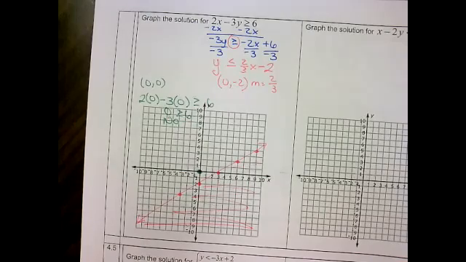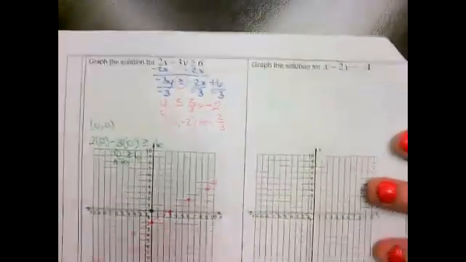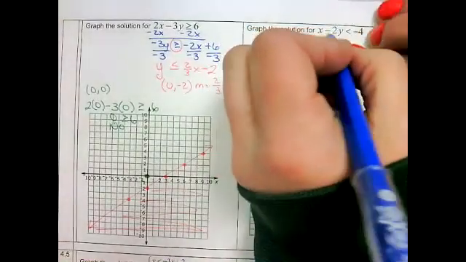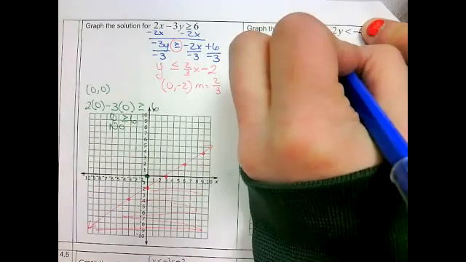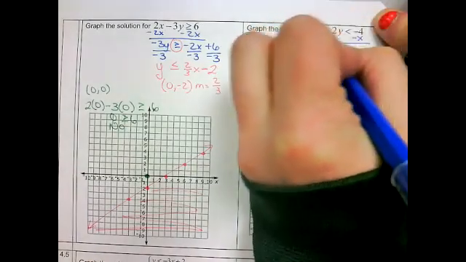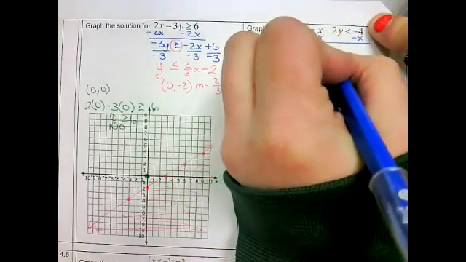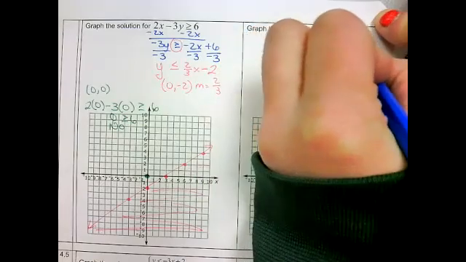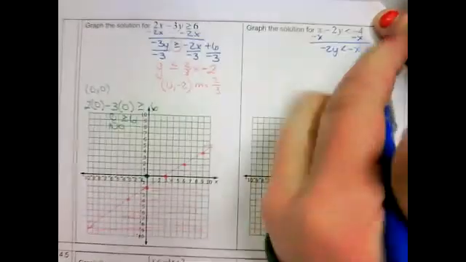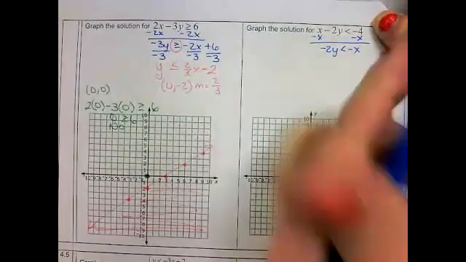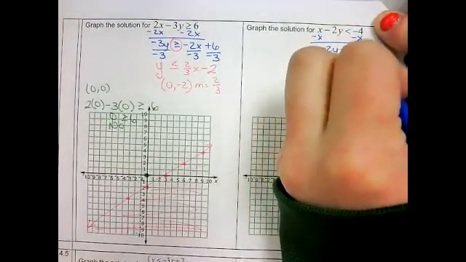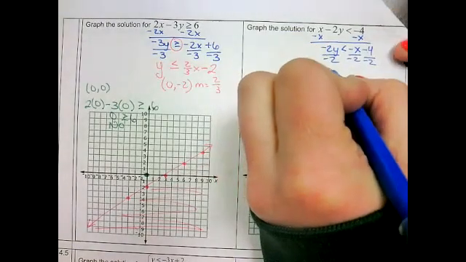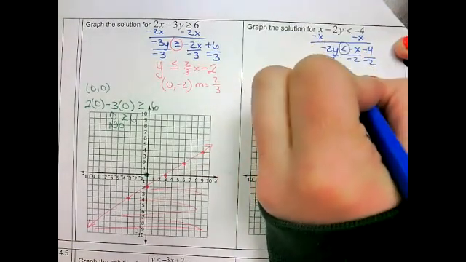Going ahead and trying this last one. Same thing here, I have to get the y all by itself. So my very first step is always to subtract my x's from both sides. So that's going to be negative 2y is less than negative x minus 4. Now I'm going to divide every single term by negative 2. So that's going to become y, and my sign has to flip.